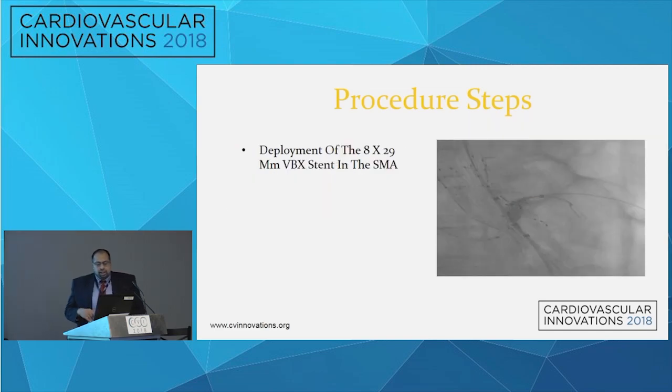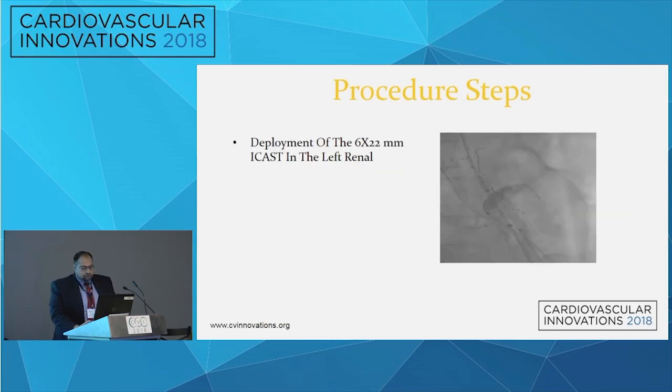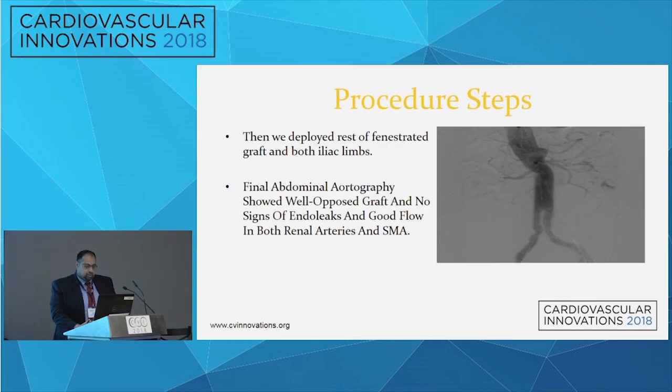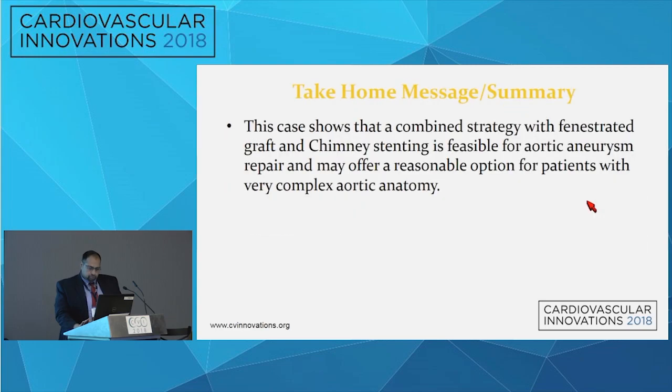And then subsequently, we deployed the two stents we parked in the SMA. Here you can see us deploying the SMA stent. And next, we deployed the left renal artery stent. After that step, it went back to being like any other repair. So basically, we deployed the rest of the fenestrated graft and did both iliac limbs. And this is the final image here. You can see the renal arteries, and you can see the SMA filling really well.